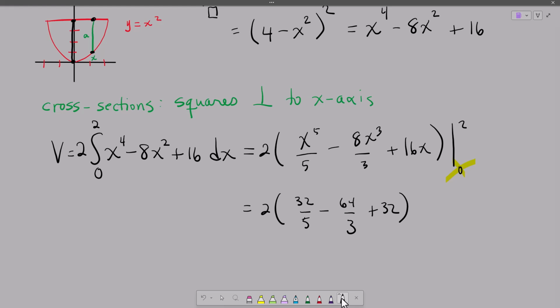So this is called general slicing. General slicing means you've got a base and you're given a general object that you know how to find the area of geometrically. Square, semicircle, whatever. Rectangle, triangle. Any questions on that one?